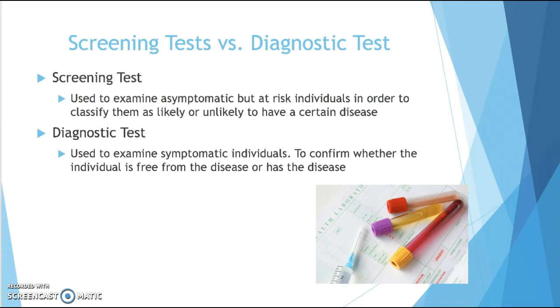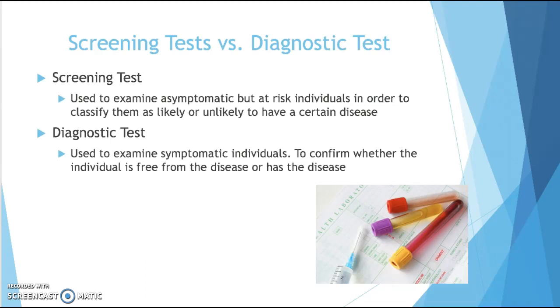Screening tests are used to examine asymptomatic but at-risk individuals in order to classify them as likely or unlikely to have a certain disease. The intention is to identify these individuals before the onset of the symptoms. Diagnostic tests are used to confirm whether the individual is free from the disease or has the disease. These medical tests are given to the individuals who show symptoms or have tested positive in the screening test.